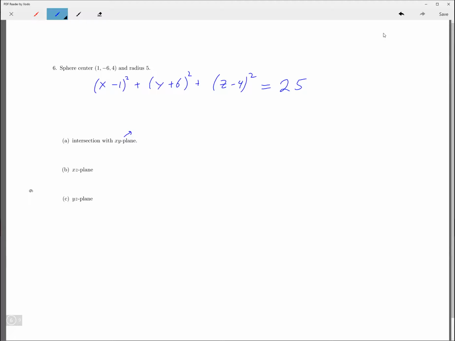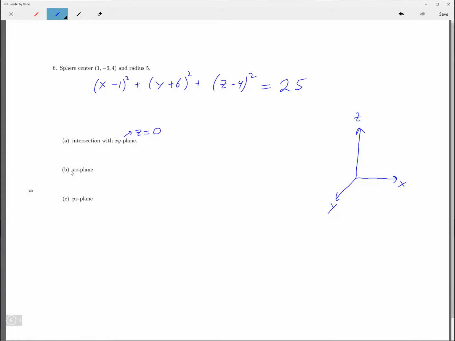So if this is the coordinate axis right here, the xy plane is down here, right? The xy plane is down here. What is the value of z? If you're anywhere on it, it's zero, right? Okay. So that's going to be the equation: z equals zero.